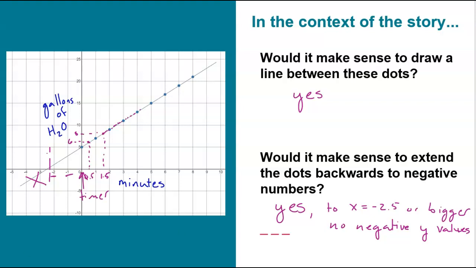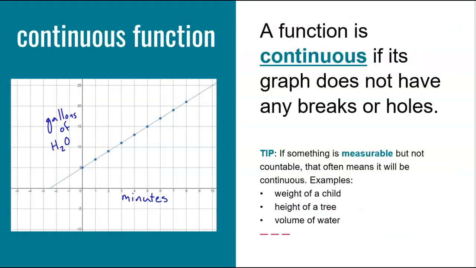So we're introducing the concept of continuous here, as you might have guessed. If we are able to draw a line between the dots and they make sense, it makes sense to have those dots, we call it continuous. The graph does not have any breaks or holes. And there's a tip up here. If something is measurable but not countable, that often means it'll be continuous. There are some examples like weight of a child as they grow up, or a height of a tree, right? So a tree grows continuously. It doesn't have big jumps between heights. Or volume of water, like in this problem we're working on here. Volume of water tends to be a continuous variable.